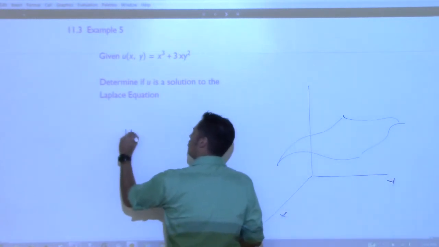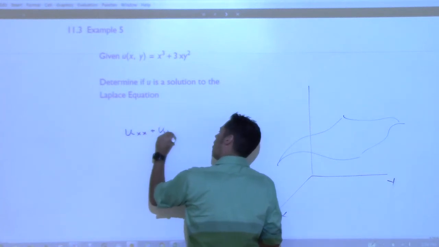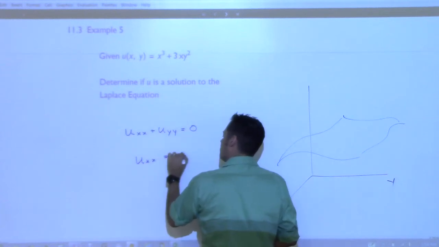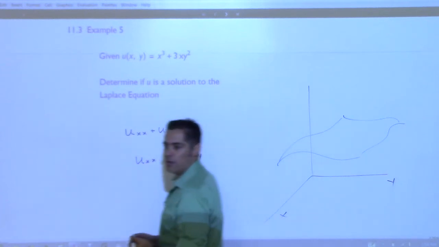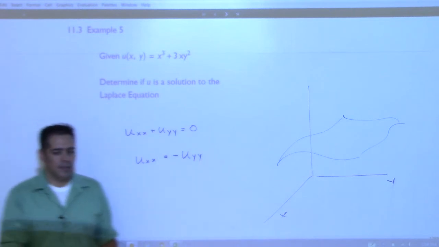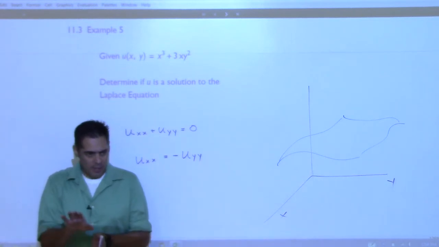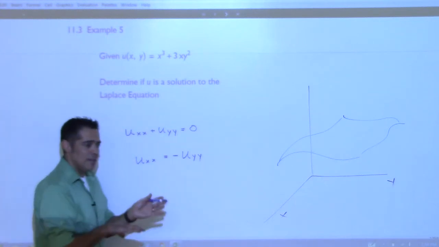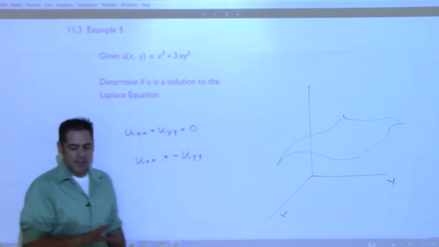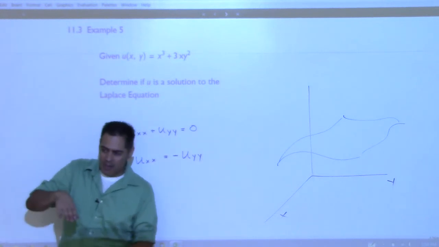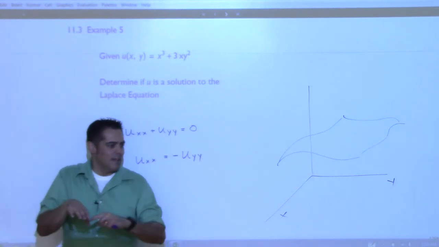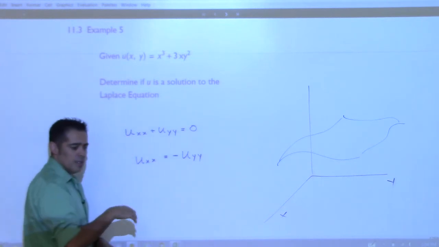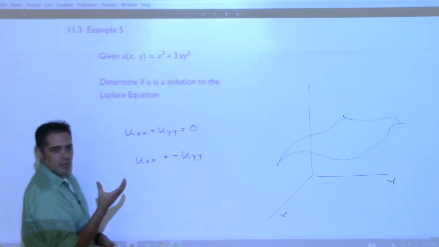If I say that uxx plus uyy must be 0, then I'm really saying uxx equals negative uyy, right? If I move one of those over to the other side. So that means whatever my concavity is in this direction, it's opposite if I'm in this direction. So if this one is concave down, it has a curve of, let's say, -2, then if I face this direction, it's +2. Does that make sense?